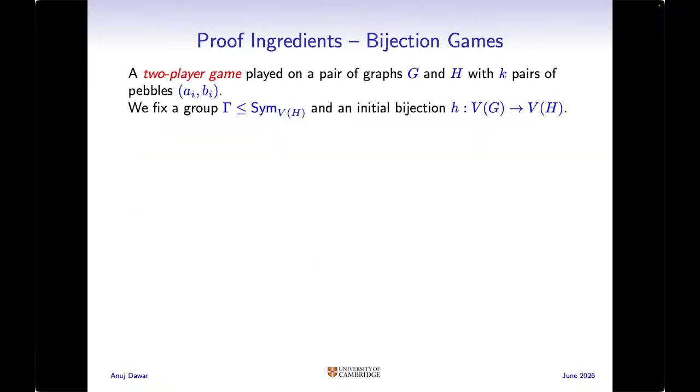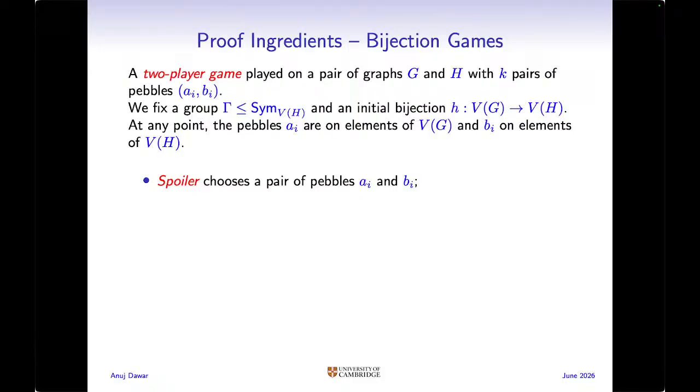And the way we show that they can't be distinguished is by what we call a bijection game. So a bijection game is a two-player game played on a pair of graphs, G and H, with k pairs of pebbles, between two players who we call spoiler and duplicator. Okay? So think of it as spoiler is trying to demonstrate that the two graphs are different. Duplicator is trying to pretend that they're the same. Spoiler is limited in terms of the resources available to it to k pairs of pebbles.